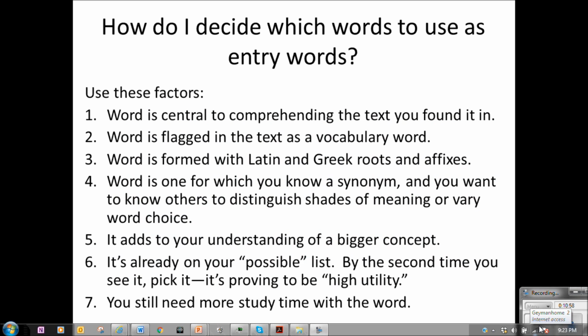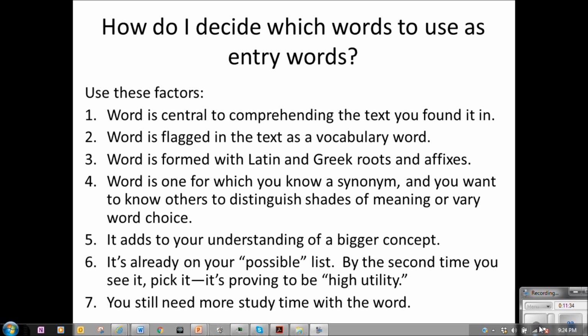So we've used several different factors so far. First, the word is central to comprehending the text you found it in. Seems important in the text. The word is flagged in the text as a vocabulary word. Someone else has picked it out. The word is formed from Greek and Latin roots and affixes, which you'll begin to recognize. The word is one for which you know a synonym, and you want to know others to distinguish shades of meaning or vary word choice in your own writing. Fifth, if it adds to your understanding of a bigger concept like vengeance, then it's probably a good word.